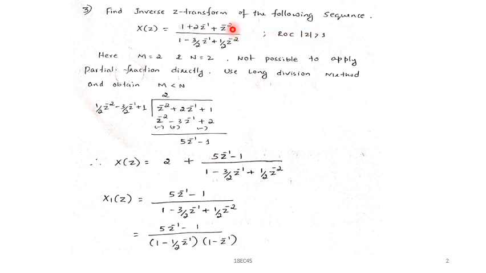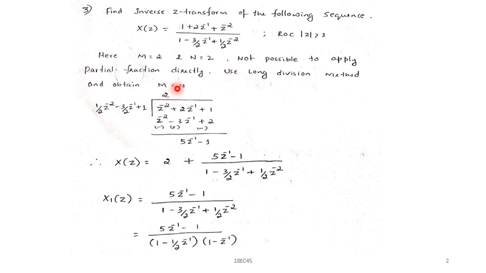So in this problem, the order of the numerator is 2, m is equal to 2, and the order of the denominator is also 2. So it is not in a proper form. You need to convert it to proper form, then apply the partial fraction method. To convert it to a proper form, you have to use the long division method.